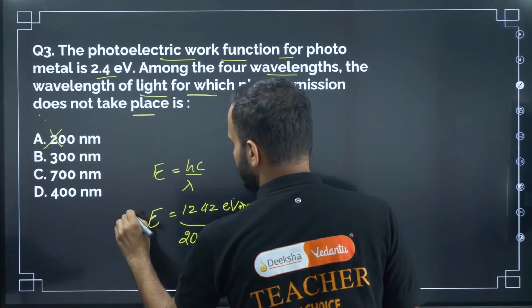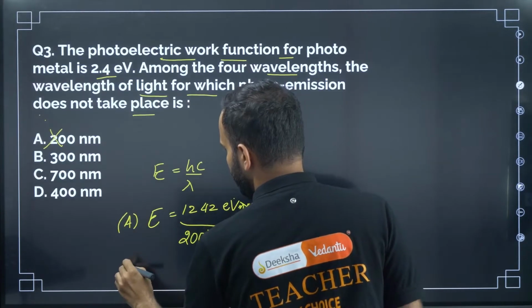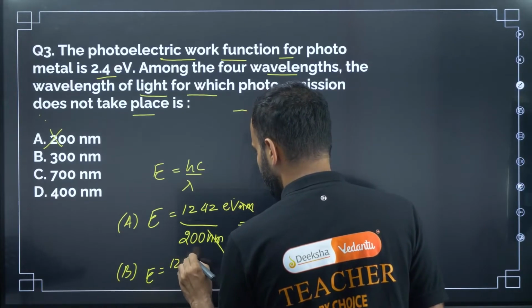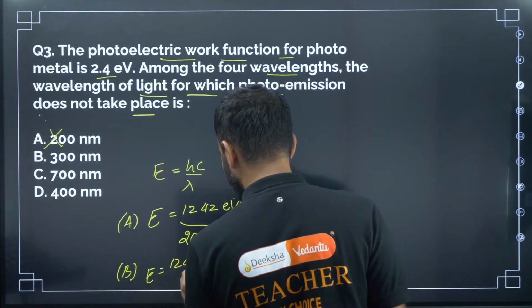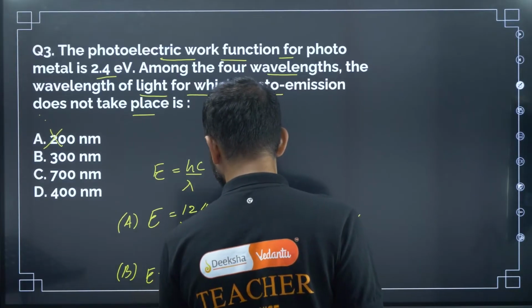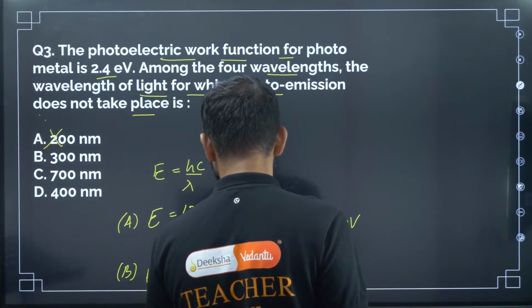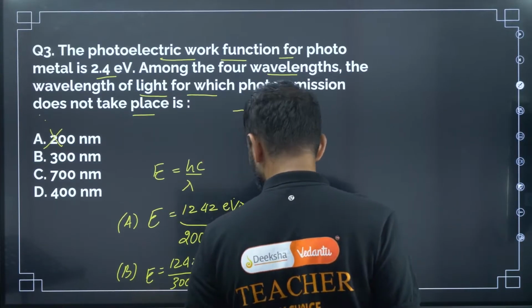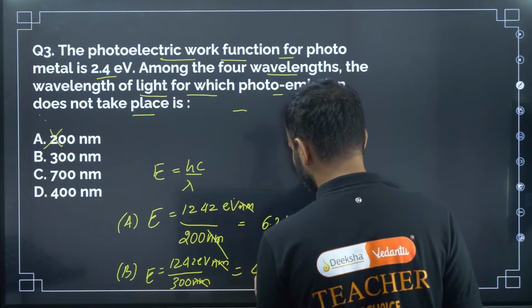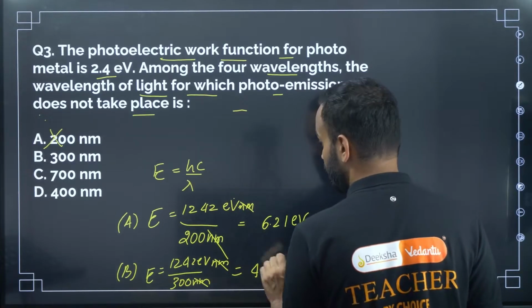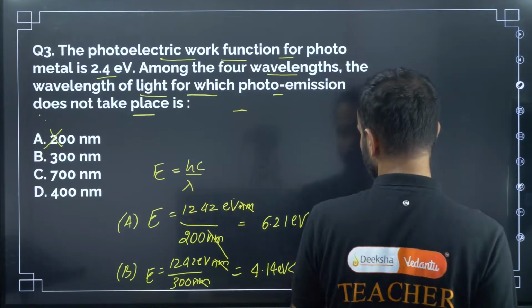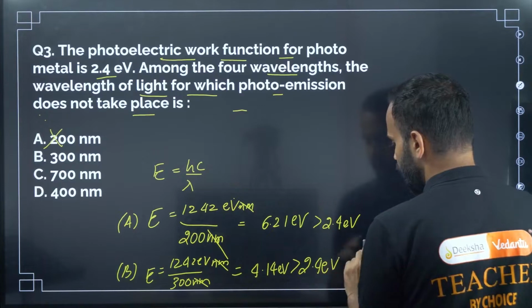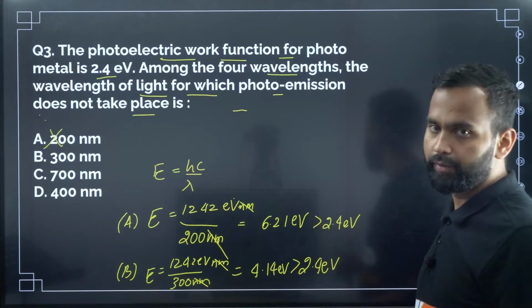For the second option, the energy of the incident light E is equal to 1242 electron volt nanometer divided by 300 nanometer, right? Here nanometer will get cancelled. So 1242 by 300 is 4.14 electron volt, which is greater than 2.4 electron volt, right? So the photoelectric effect will take place.